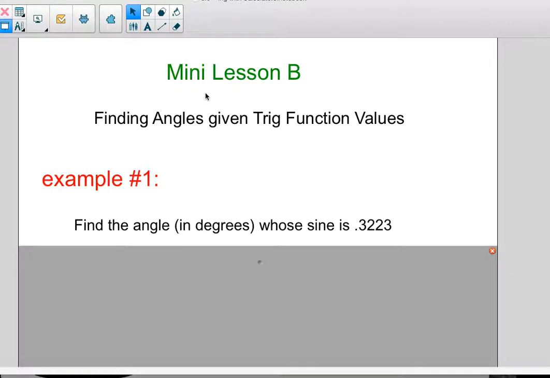And then for mini lesson part B, it's finding angles when I give you the trig function value.